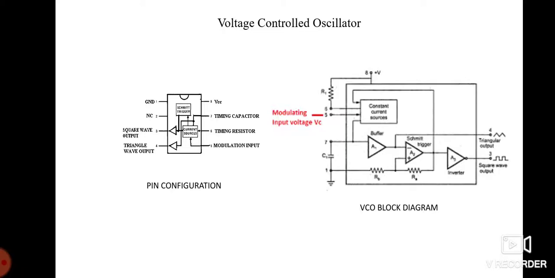Hello friends, we can see the working principle of the voltage controlled oscillator. Here this is the pin diagram, that is the pin configuration of the voltage controlled oscillator, and this circuit shows the VCO block diagram.